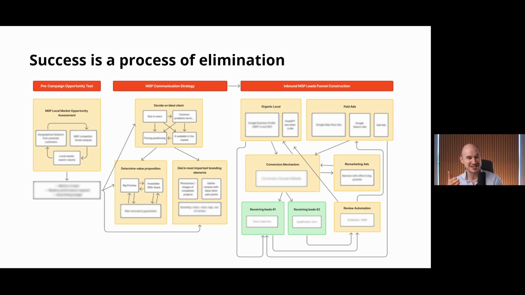Now, you can take a look at this funnel. You can see that basically what we do is that we split it up in 3 segments. So the first thing we do is the pre-campaign opportunity test. You can see it in the orange, which is basically figuring out that our method is going to be effective for that MSP. And we'll show you how to do that because I don't want you to dedicate your life to marketing if your MSP is not even properly positioned for it and it wouldn't work anyway. Then the communication strategy.